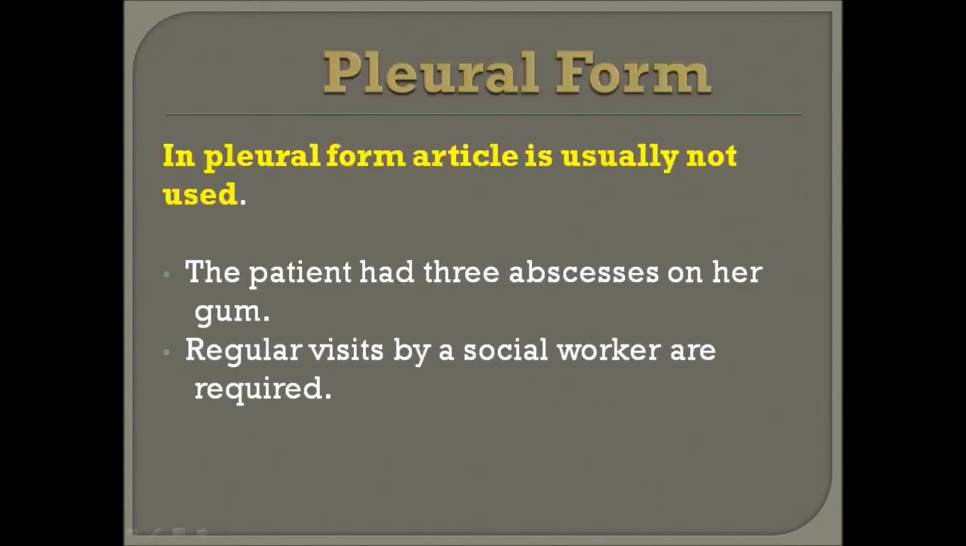Okay, so let's move on. There is another type of noun on the basis of article, which is the plural form. In the plural form, an article is usually not used. Let's discuss examples. The patient had 3 abscesses on her gums. Plural form, no use of article. Regular visits by social workers are required. Visits is a plural form, so no article is required.